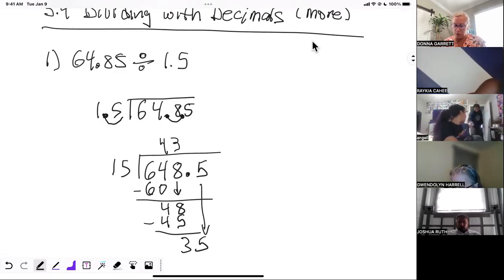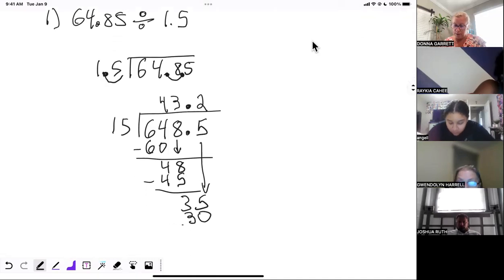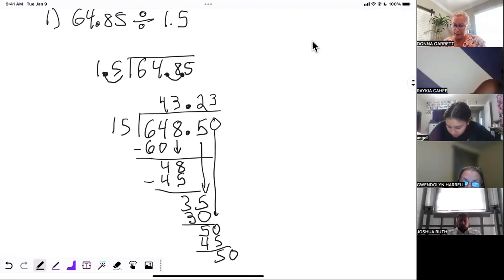How many 15s are in 35? That would be 2. Now here, my decimal place is going to go here. 2 times 15 is 30, with 5 left over. I have a 0, I'm going to bring that down, so 50. How many 15s are in 50? That's going to be also 3, which is 45. Then I have 50 again, and it's going to keep going, going, going.